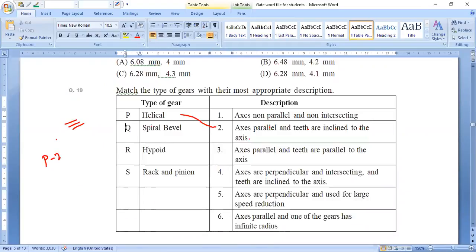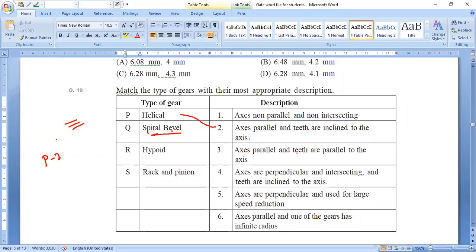And spiral bevel. So bevel, spiral means teeth are again inclined, and bevel means the shaft axes are not parallel. In bevel gears, the shaft axes are not parallel. So which option will be more suitable? Axis non-parallel and non-intersecting. Intersecting तो करते हैं bevel में, ये तो नहीं हो सकता है.